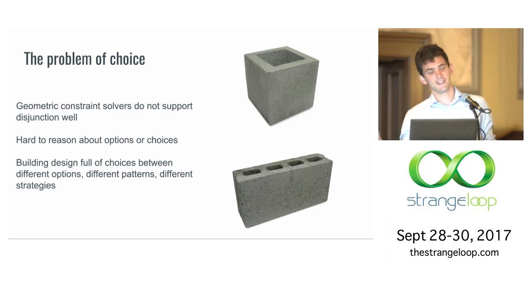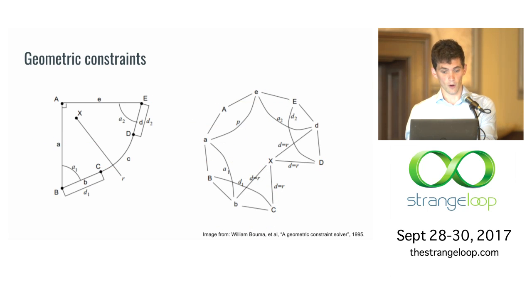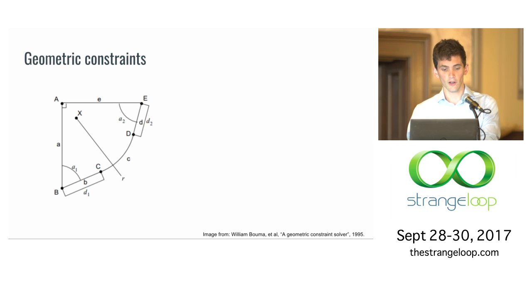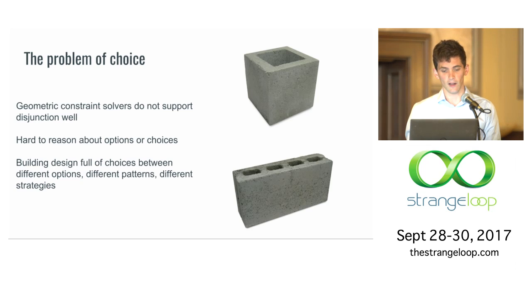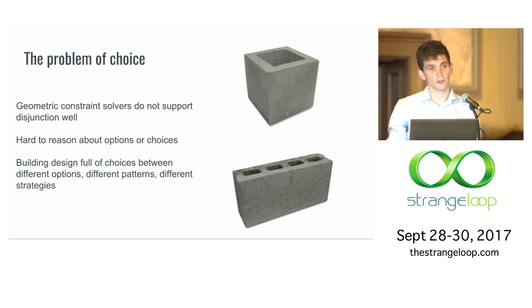Not so much. The problem is one of choice. Geometric constraint solvers don't support disjunction very well. It's very exciting how expressive they are. There are all of these different entities that they support, and all the different constraints, so it's very expressive. But it's very difficult to say, hey, I need something to be either the length of the short cinder block or the length of the long cinder block. I don't care which, but it's got to be one of these two. These sorts of things are very difficult to express with existing geometric constraint solving techniques.